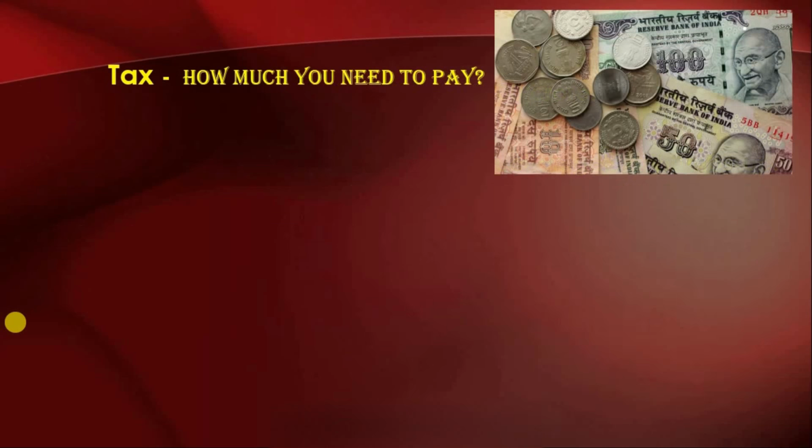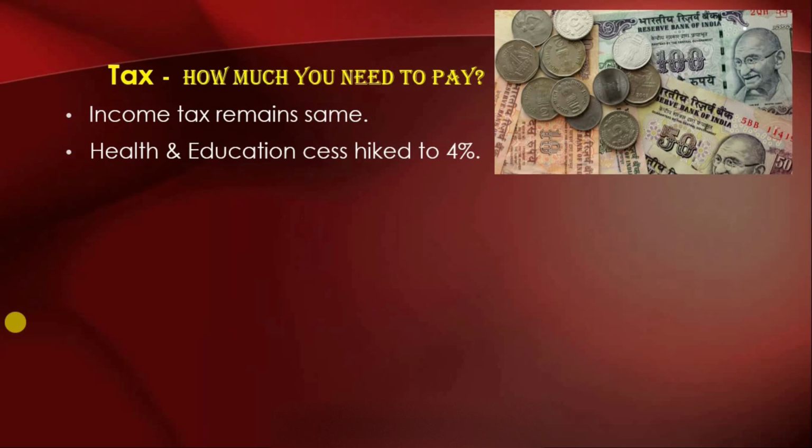Next, the most interesting thing, tax and how much you need to pay. First, I'll explain 3 points. In the next slide, I'll show you a small scenario. So the income tax here remains the same. Health and education cess was hiked to 4%. Previously, it was 3% on the income tax paid. Now this year, it has been increased to 4%.